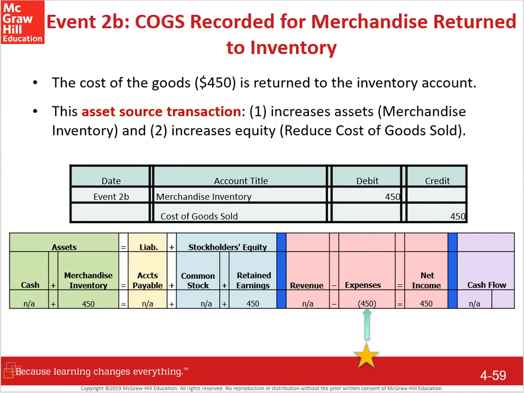So transaction 2A, 2B is a pretty tricky one, definitely worthy of studying. Just like you need to learn how to do a sale, A and then B, you need to make sure that you're comfortable with a return, which is A and then B, but both of them are backwards in terms of debits and credits.